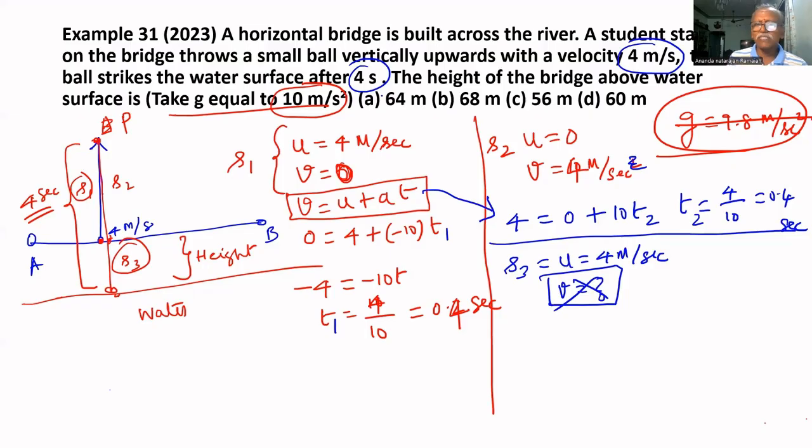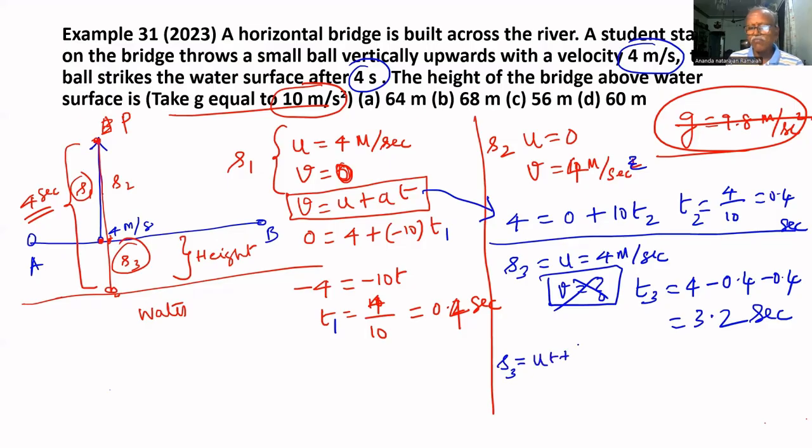What is the total time? 4 seconds. For going up, 0.4 seconds. For going down, 0.4 seconds. Therefore, time to travel from bridge to water is T3 equal to 4 minus 0.4 minus 0.4, that is equal to 3.2 seconds. Time we know. Therefore, the formula S3 equal to UT plus half AT square can be used to find S3.